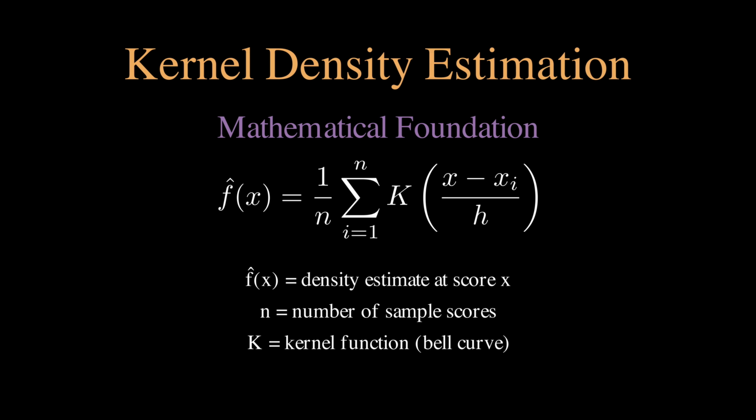The expression x minus x_i inside the kernel function measures the distance between our query score x and each observed score x_i, while h is our bandwidth parameter that controls the width of each individual kernel. This mathematical formula might appear intimidating initially, but it's simply a precise way of expressing the intuitive process we described. Place a probability curve at each data point, calculate how much each curve contributes to the density at any point x, sum all these contributions, and divide by the number of data points to obtain the average.